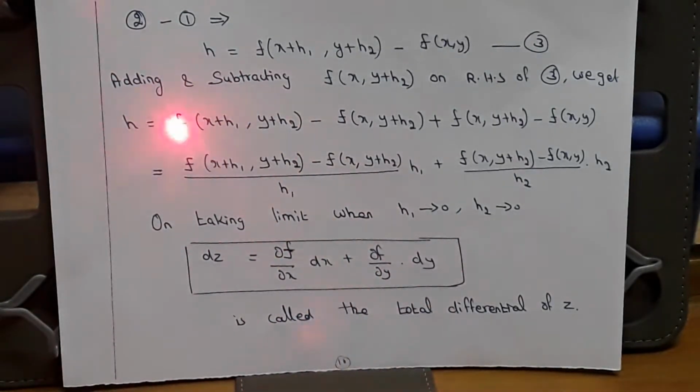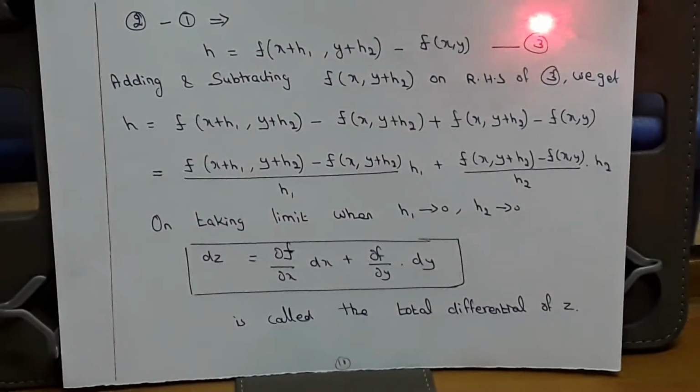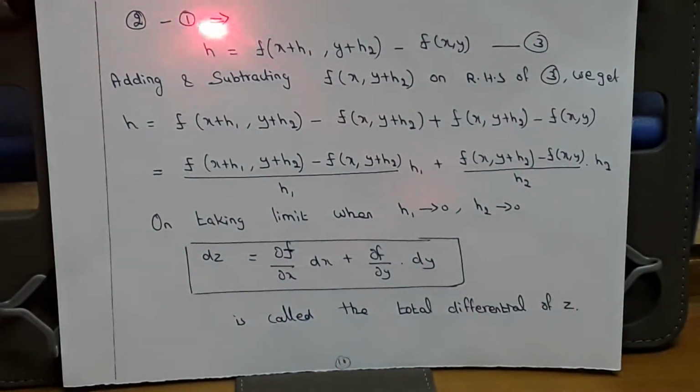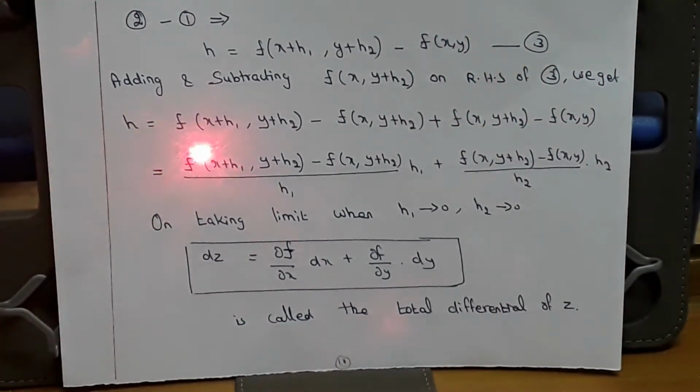Here we are considering equation 2 minus 1. That is h is equal to f of x plus h1 comma y plus h2 minus f of x comma y. We are subtracting equation 1 from 2. Okay. Then we are doing some adjustment. We are adding and subtracting this function to the RHS of equation number 3. So we are getting h is equal to f of x plus h1 comma y plus h2 minus, we are subtracting this and adding this, again the same, minus f of x comma y.